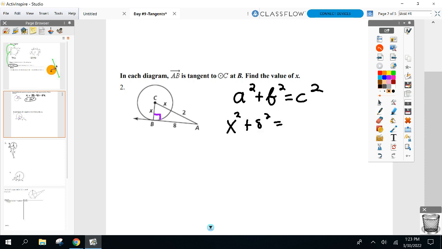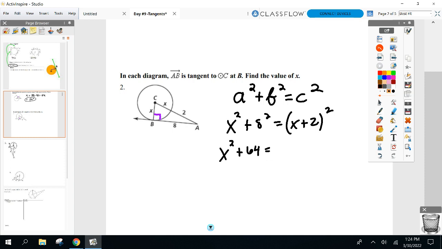Hey, honors kids, how do I write the hypotenuse there? How do I write how long CA is? 2x, x plus 2. Which one is it? Caitlin? X plus 2. All squared. X squared plus 64.